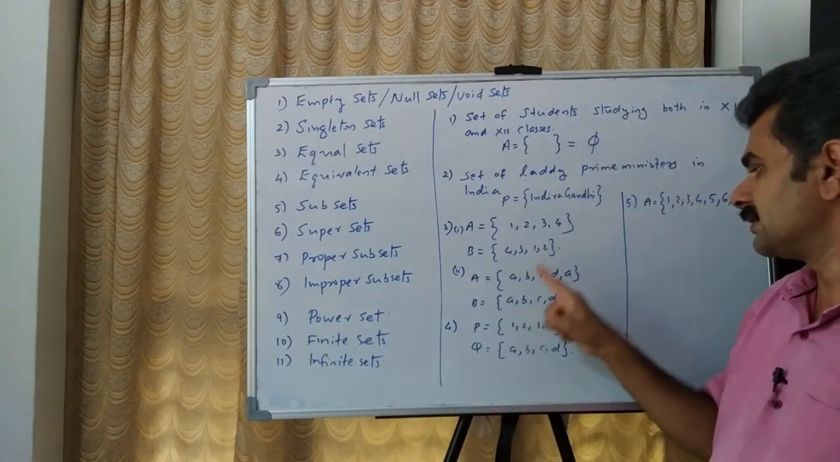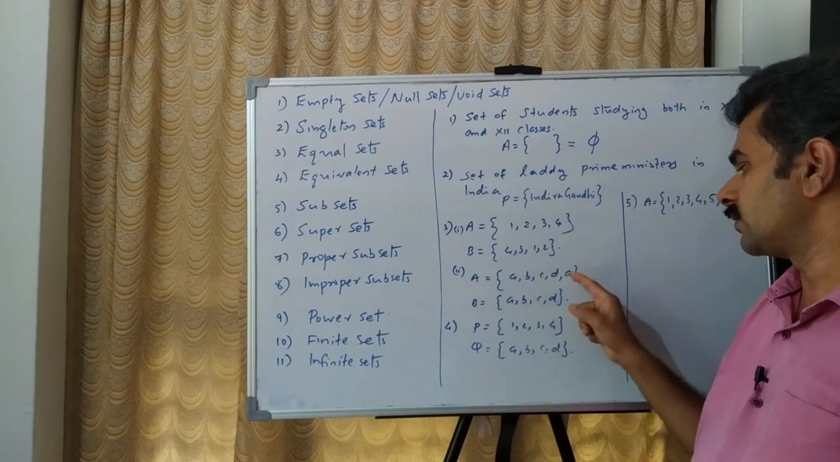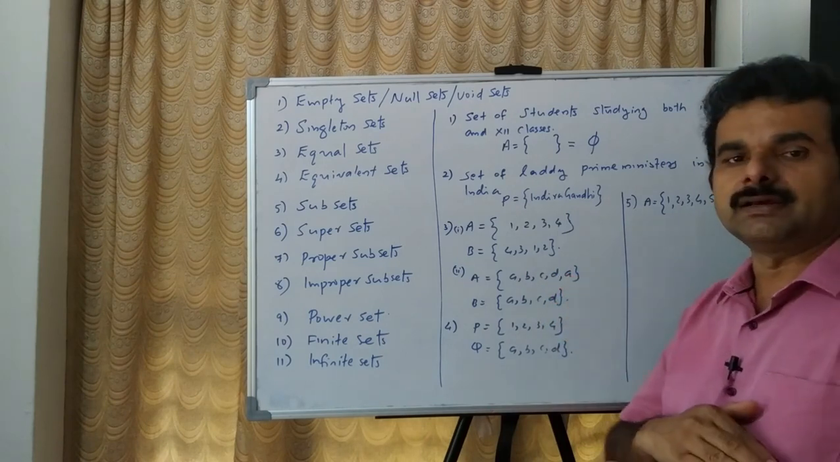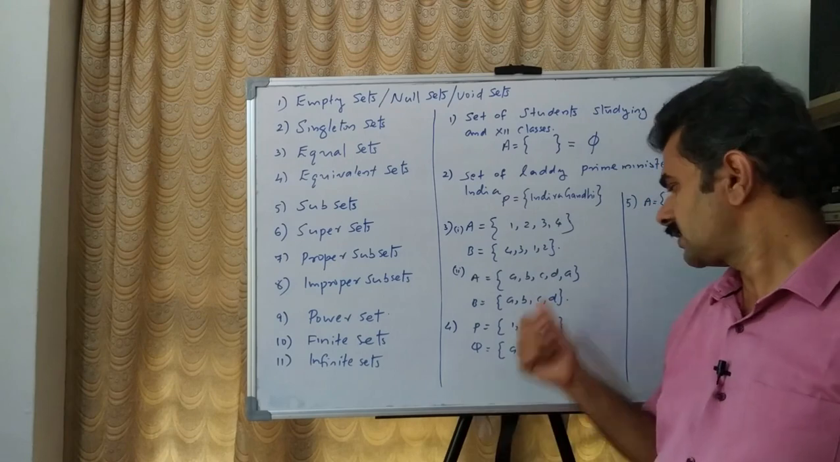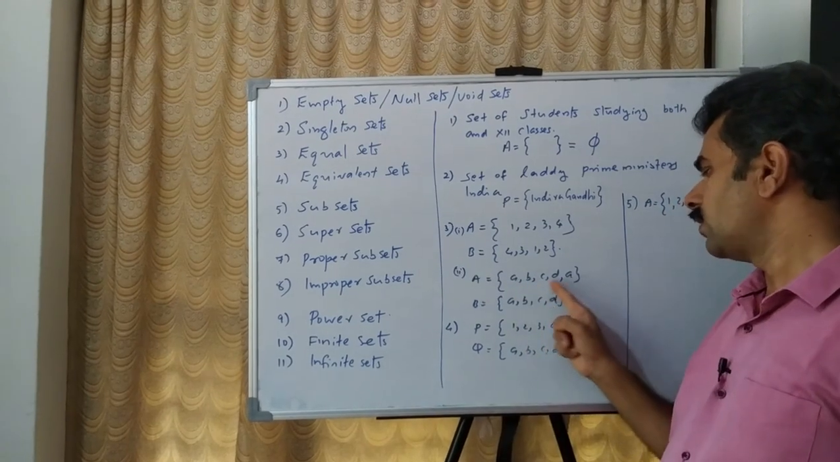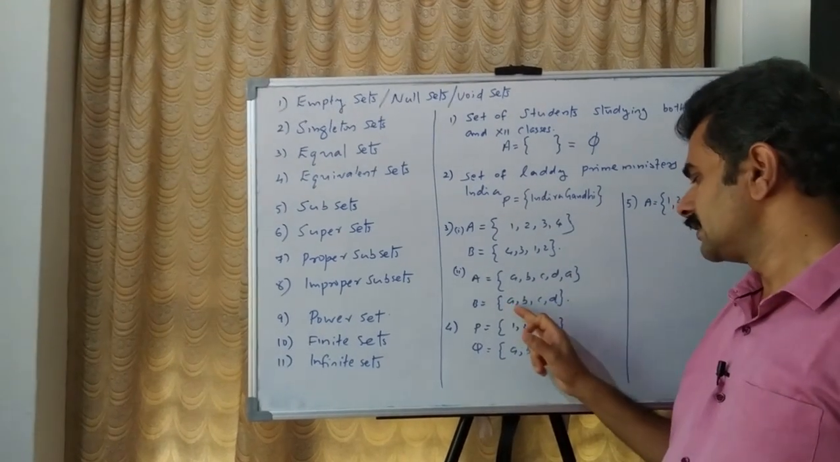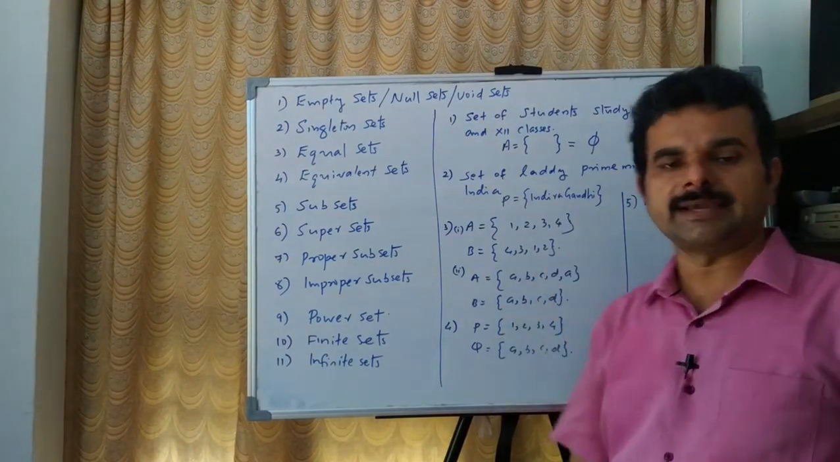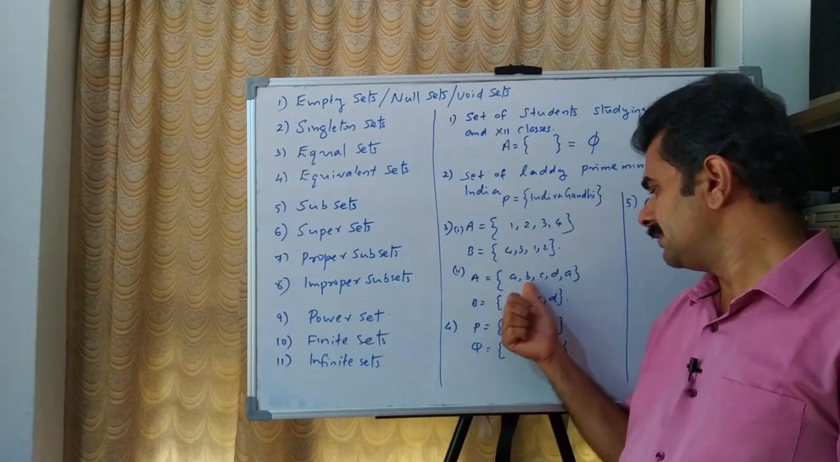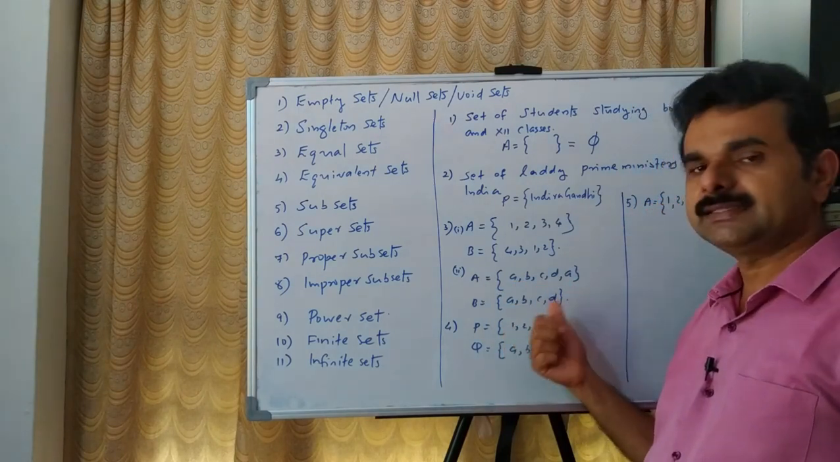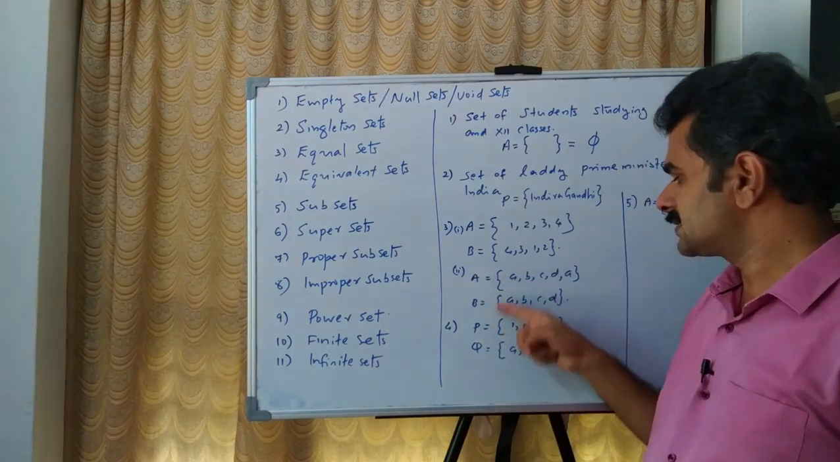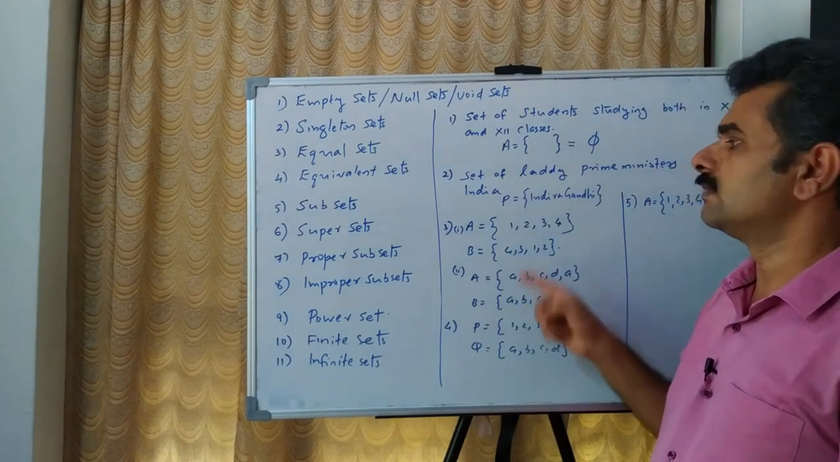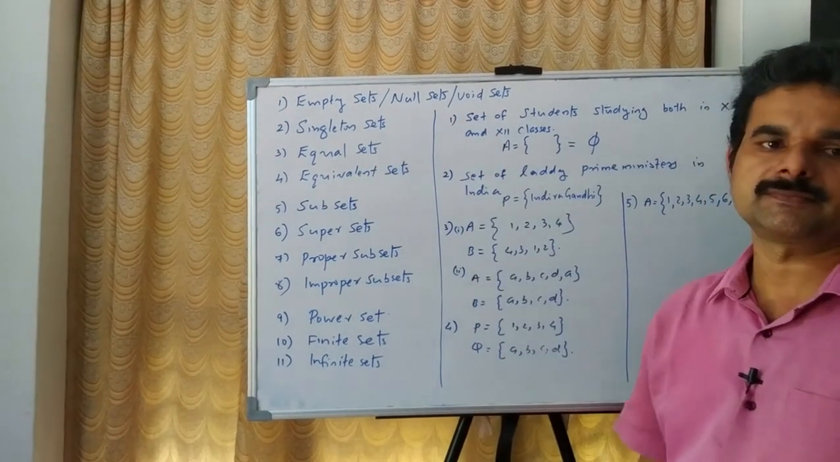So how many elements here? 1, 2, 3, 4. This repeated A can be taken out. We don't need it. So there are only 4 elements. There are also 4 elements in B. Each element is the same: A, B, C, D. They are the same. Therefore, this case is also an example of equal sets.